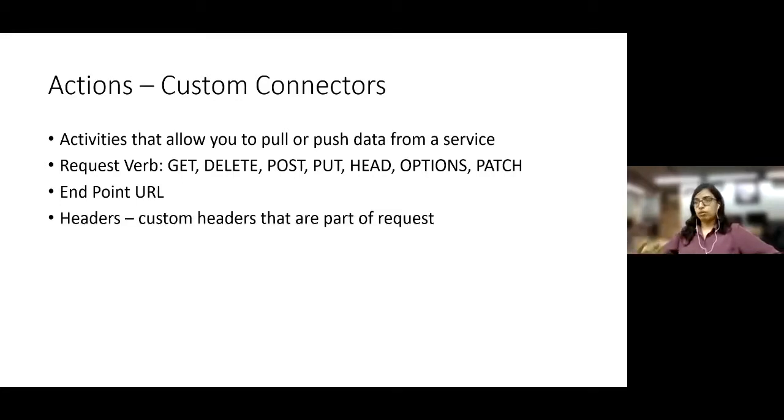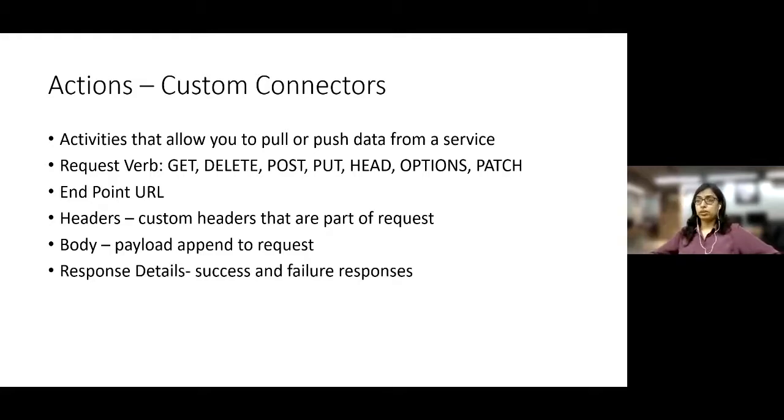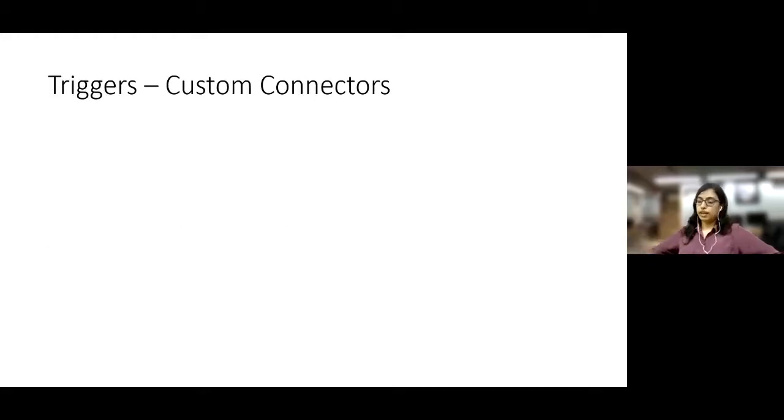You can also provide your own custom headers, which need to be part of that HTTP request. You can provide the body of the payload, which will be appended to the HTTP request when this endpoint is called. And you can also provide the response details. It is good to provide the success and the failure responses, like by default what success and failure responses would be returned back to the flow when using this action. And that was about actions.